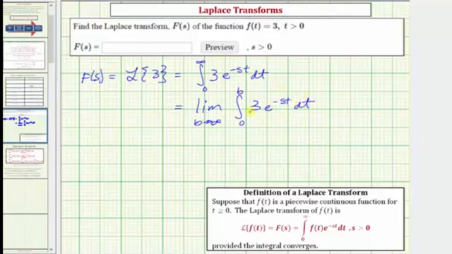Now for our next step, let's go ahead and find the antiderivative of 3 times e raised to the power of negative st dt. Then we'll come back and evaluate this definite integral and then find the limit. So let's first find the integral of 3 times e raised to the power of negative st dt.